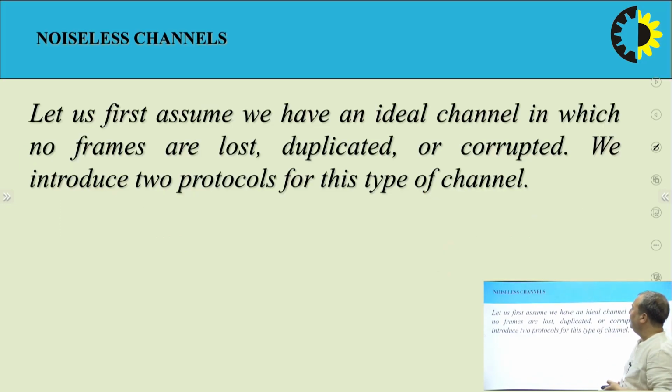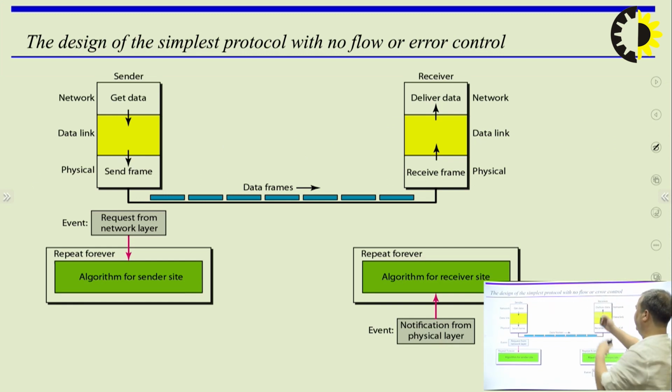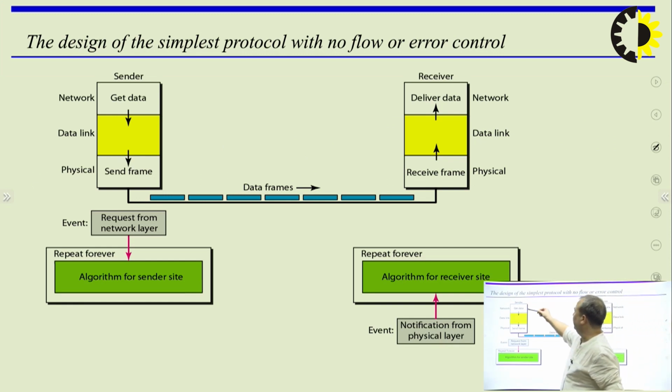Okay, so for the noiseless channel, let's first assume that we have an ideal channel in which no frames are lost, duplicated, or corrupted. So we introduce two protocols for this type of channel. One is the simplest protocol and the second one is stop and wait. You can see that from the upper layer, say the network layer, data comes, and then the data link layer makes a frame, and the frame goes over the network from the sender side.